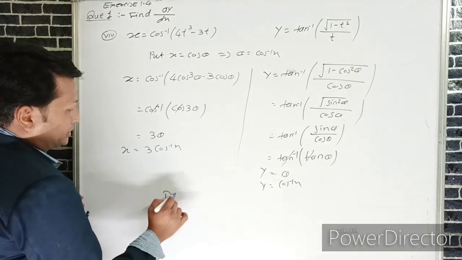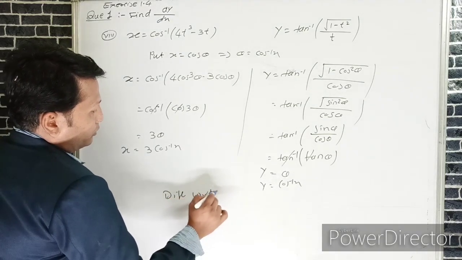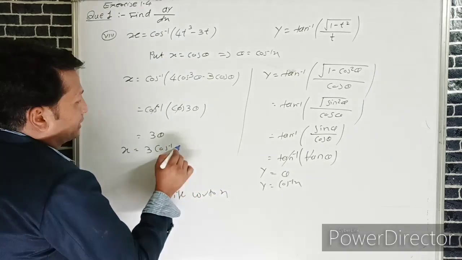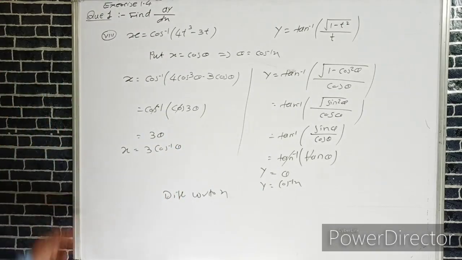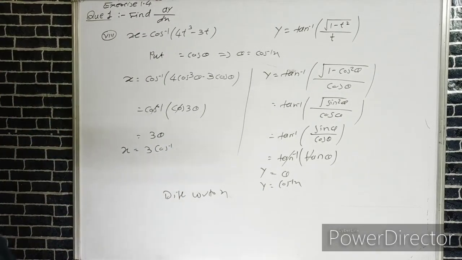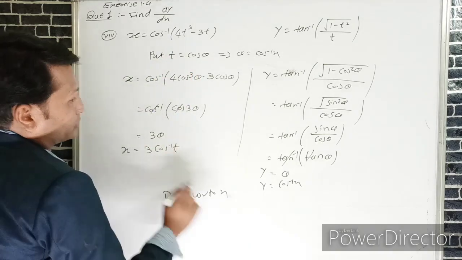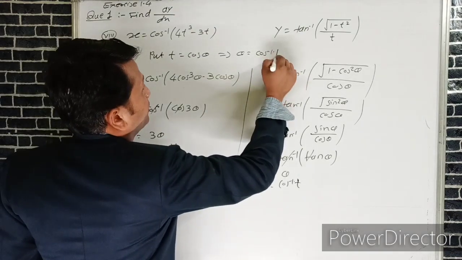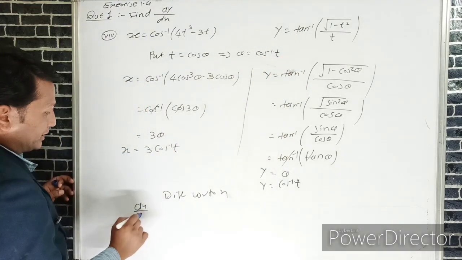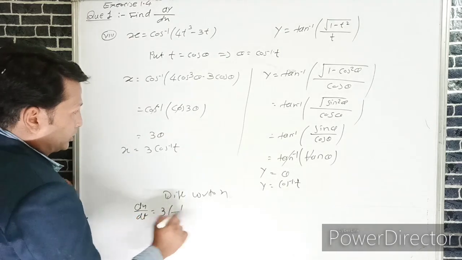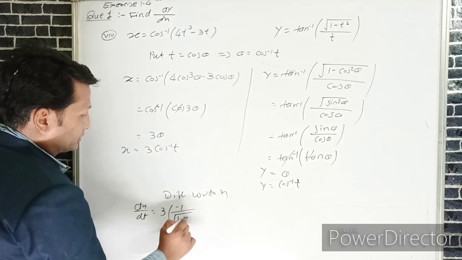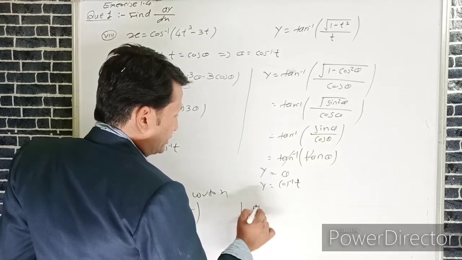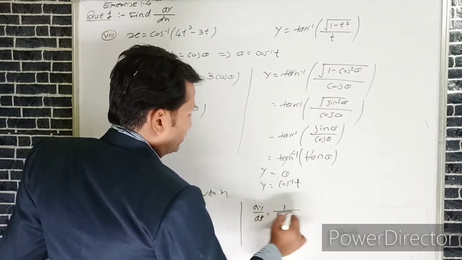Now if we differentiate both x and y with respect to t, here x is equal to 3 cos inverse t, and y is equal to cos inverse t. dx upon dt is equal to 3 into minus 1 upon under root of 1 minus t square. Again we can write dy upon dt is equal to minus 1 upon under root of 1 minus t square.